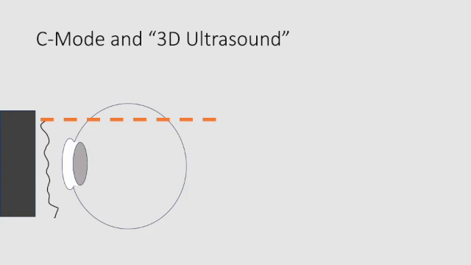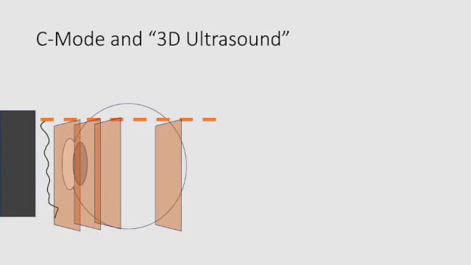Next, we have C-mode and 3D ultrasound. These aren't technically the same thing, but sometimes you will see them be used interchangeably. Let's talk first about C-mode. So C-mode is basically taking B-mode at a variety of different values.